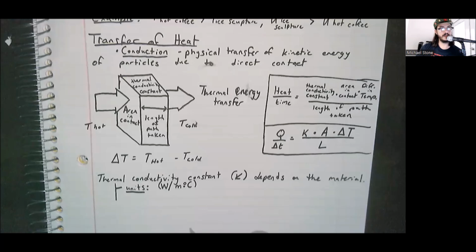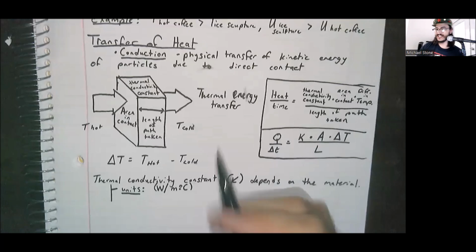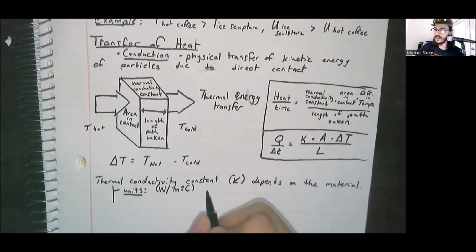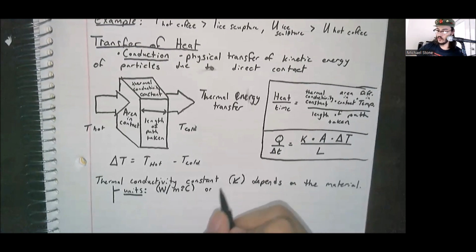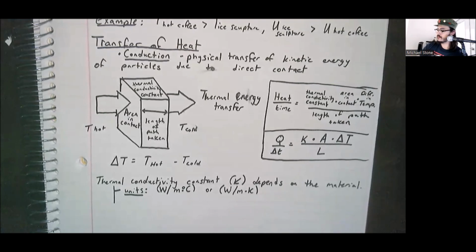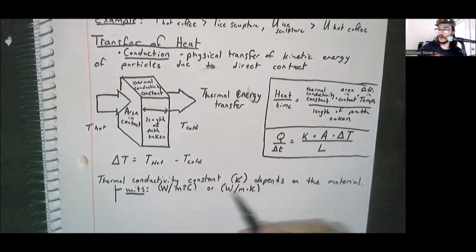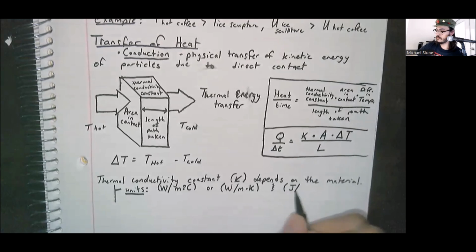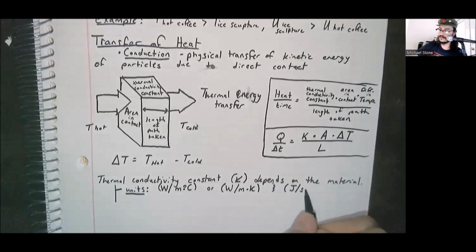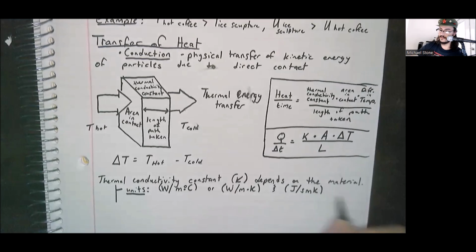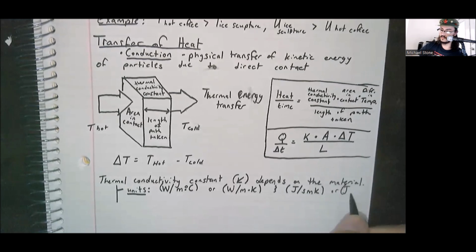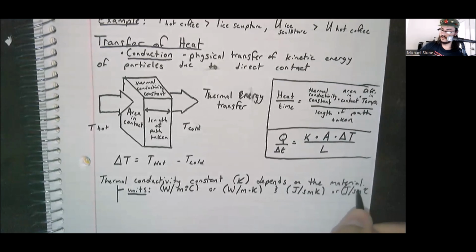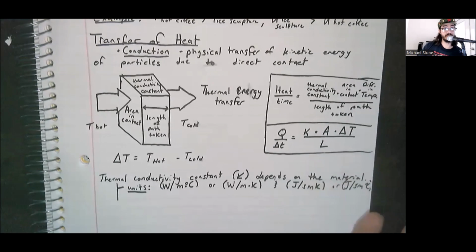The denominator is the bottom. Okay, so meters times degrees Celsius in the denominator. Or, of course, you could do watts per meter Kelvin. And watts are, of course, joules per second meter Kelvin, or joules per second meter degree Celsius. A lot of options here.